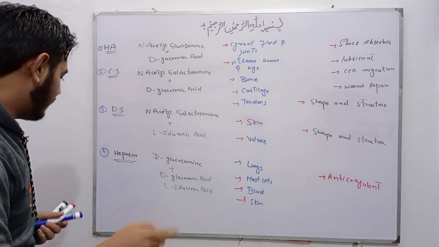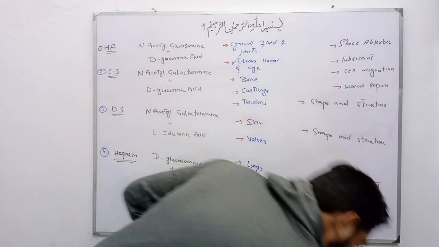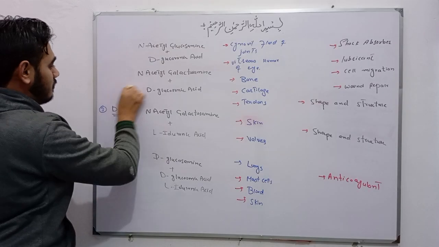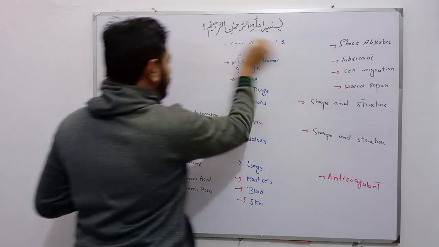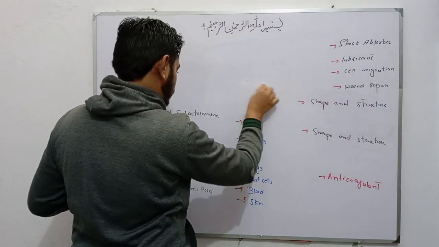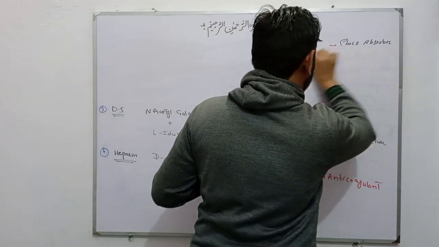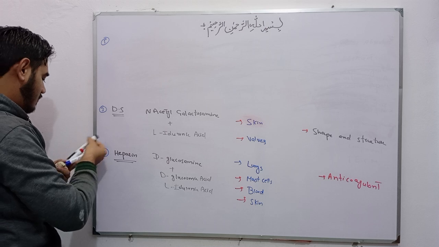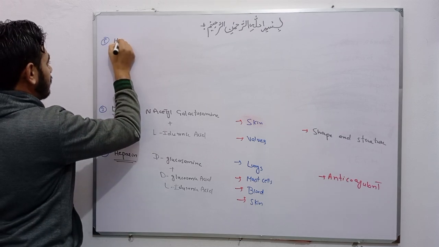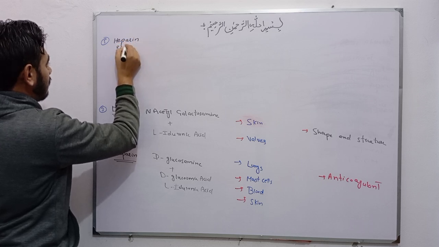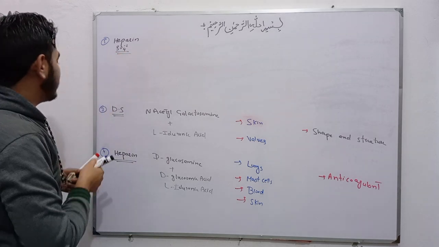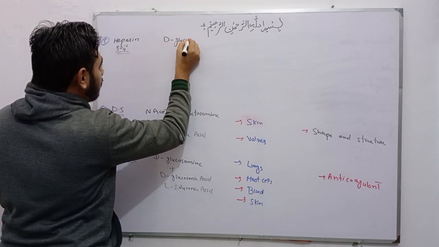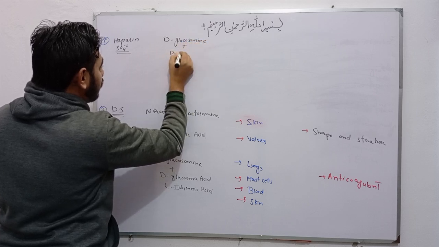Students, next one is heparan sulfate. Heparan sulfate, students, is made up of D-glucosamine and D-glucuronic acid.